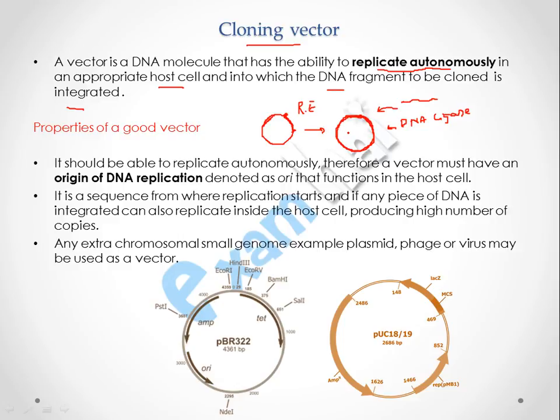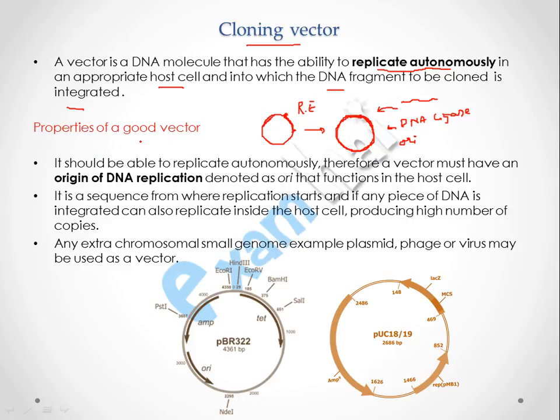Now this plasmid, or this DNA molecule which we are using as a vector, should have the ability to replicate by itself. So it should have the ORI, or the origin of replication. When it replicates autonomously, the DNA which we have inserted into it will also get replicated with it, and further we will get more and more cloned DNA in the host.